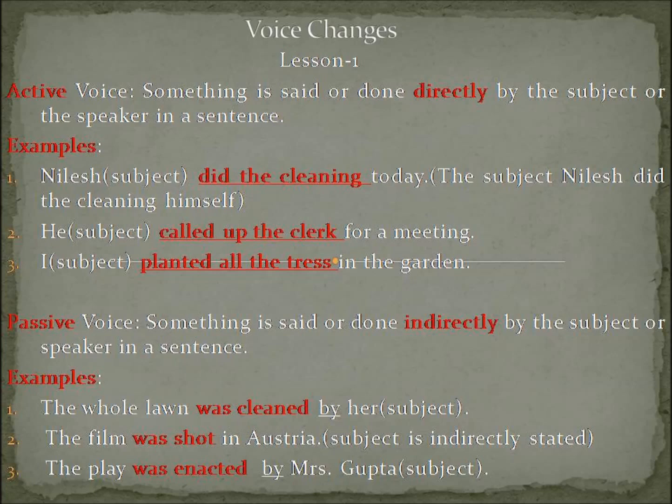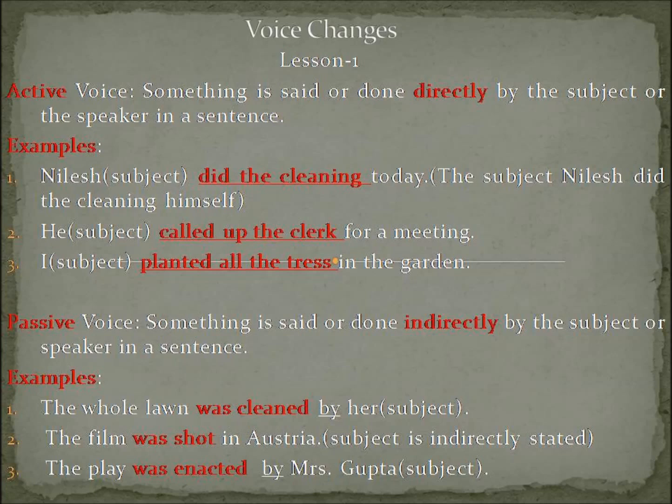So next comes passive voice, friends. And what is passive voice? Something that is said or done indirectly by the subject or speaker in a sentence. So let's have a look at the examples. The whole lawn was cleaned by her. Was cleaned by her. So you can very well see that the subject is not doing anything directly. It is being done. Her, that is a she, that is female. A person has cleaned the whole lawn.